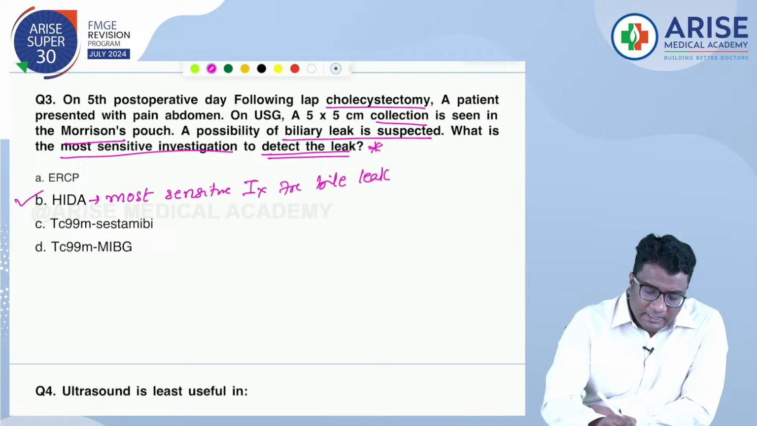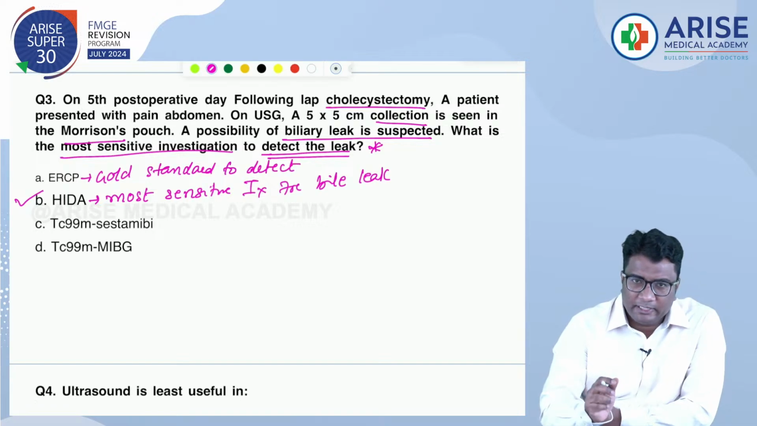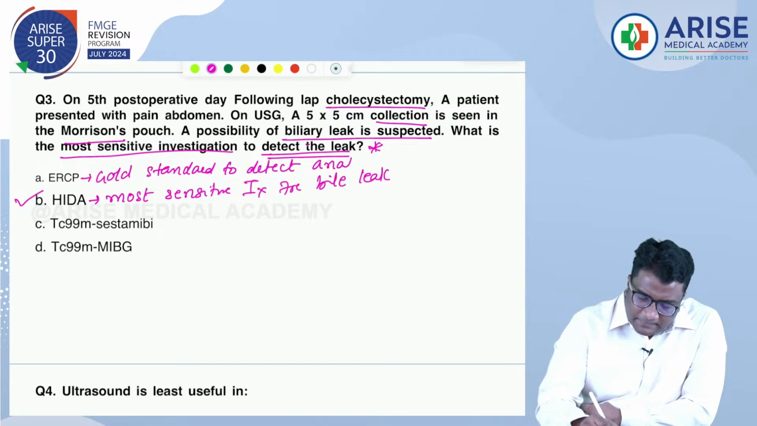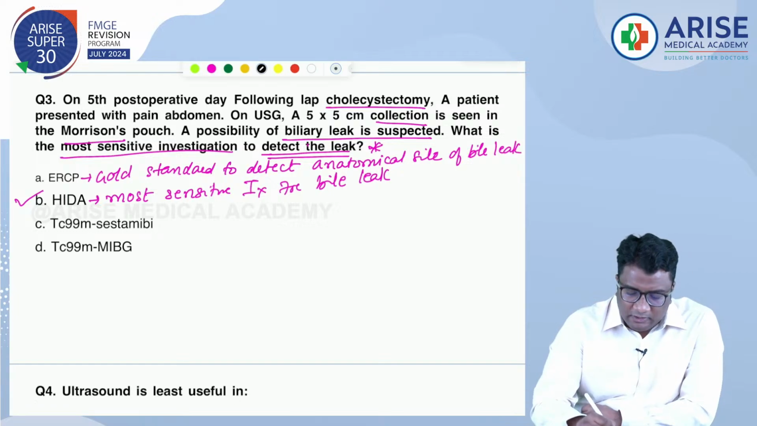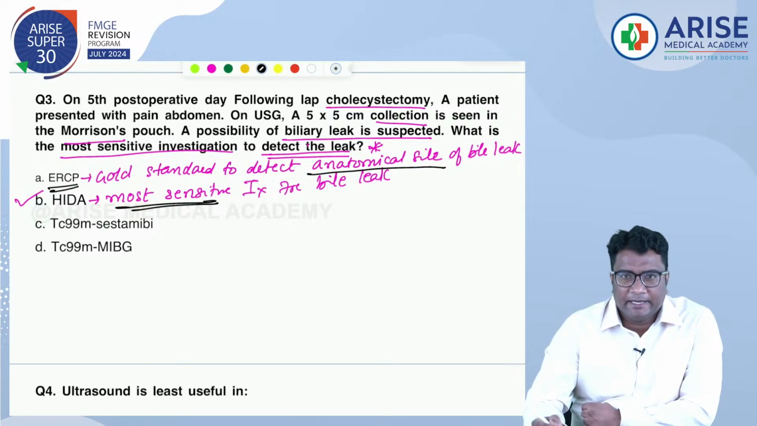To know the anatomical site of bile leak, the gold standard for anatomical site of bile leak. So be careful on the day of exam, look at the question carefully. To detect anatomical site of bile leak, go for ERCP. The gold standard for detecting anatomical site of bile leak is ERCP. The sensitive investigation for bile leak is HIDA scan.